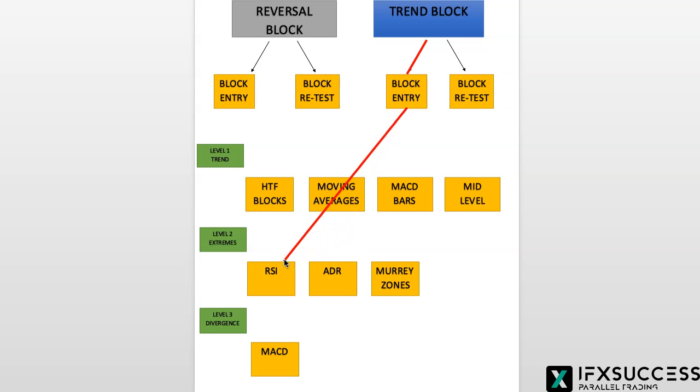RSI extremes, right, on 15 minutes. So on second strategy, we could say I want a reversal block retest on 1 hour, and I want it to be Murray zones. So this could be our second strategy right here. Block retest on 1 hour, and then Murray zones, when it reaches extremes on Murray zones, then I can do that.